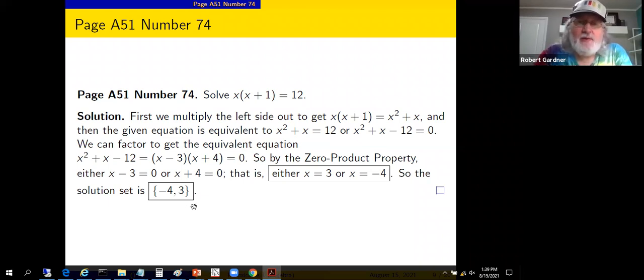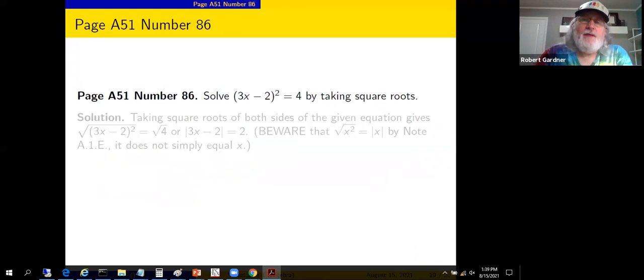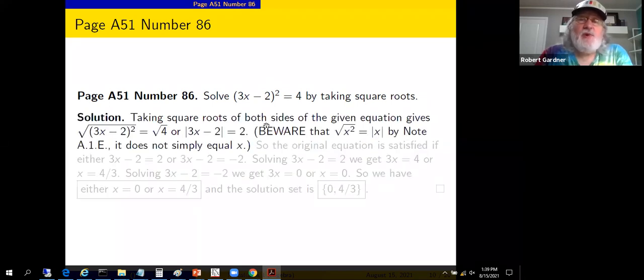Let's do another one. Solve 3x minus 2 quantity squared equals 4, and you're explicitly told to do this by taking square roots. Well, there's a square. We'll take a square root. We'll get rid of that square, if we're careful. We'll also introduce an absolute value. So let's take square roots of both sides. Square root of 3x minus 2 quantity squared equals the square root of 4.